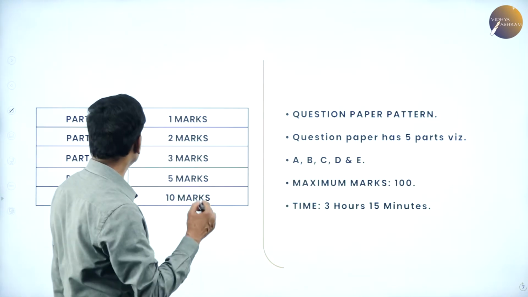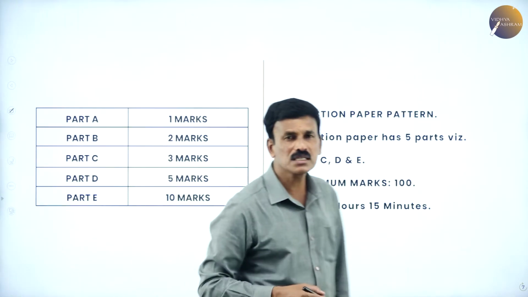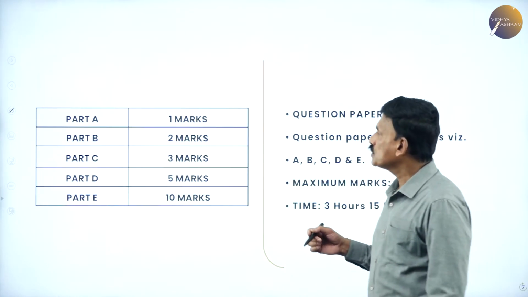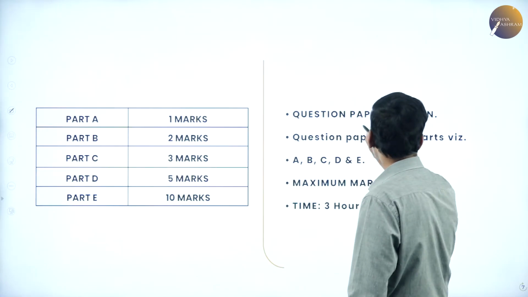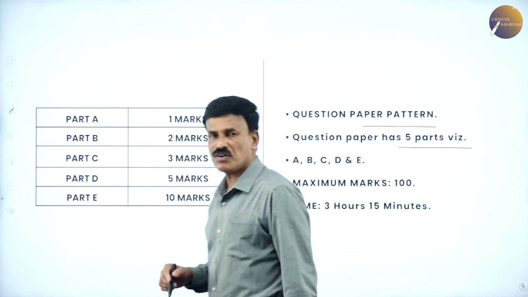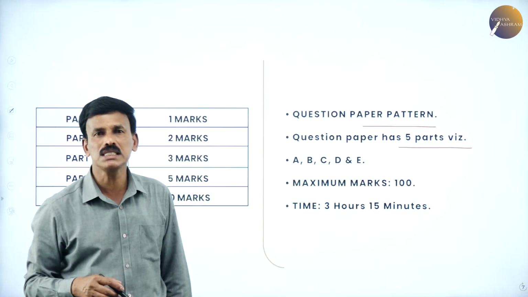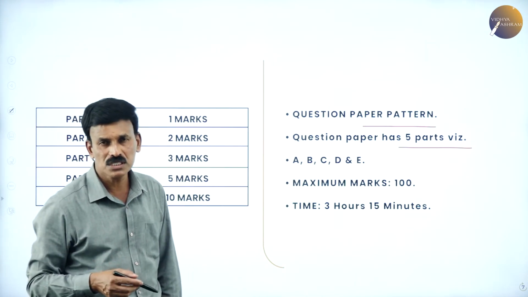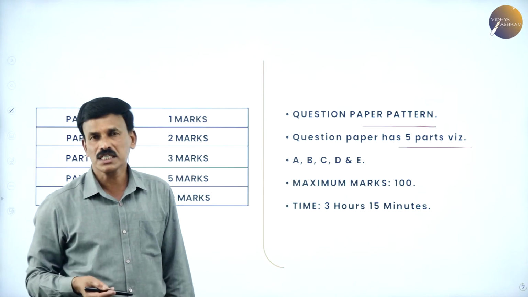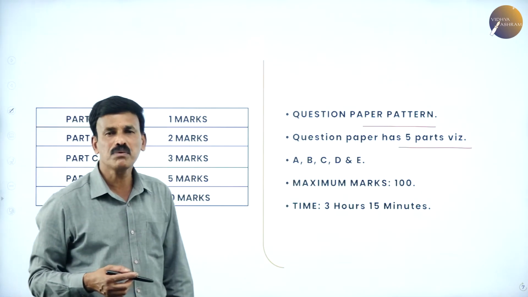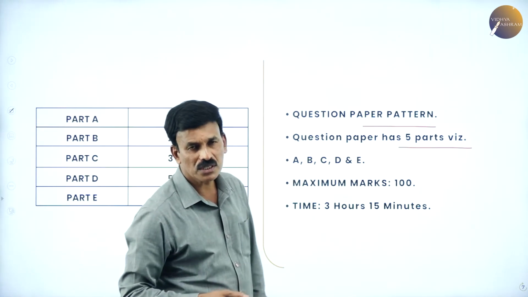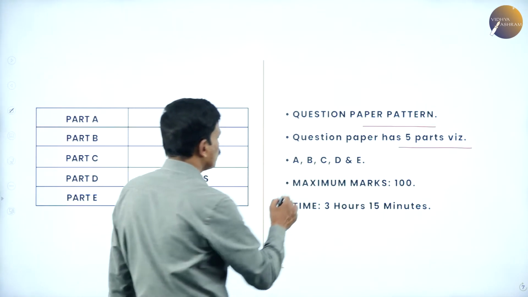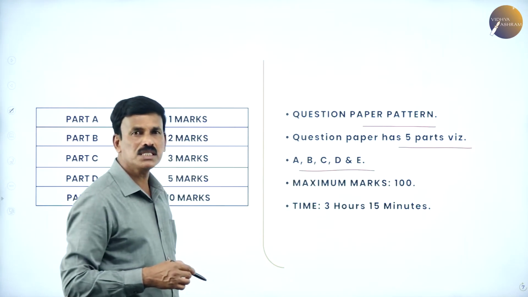Now let us come to the question paper pattern. Let me discuss the question paper pattern. I think you might be familiar with it. In the question paper we have 5 parts, that is part A, B, C, D and E. Part A is very short answer questions, whereas part E is an essay type question. The remaining parts B, C, D are short answers as well as essay type questions.